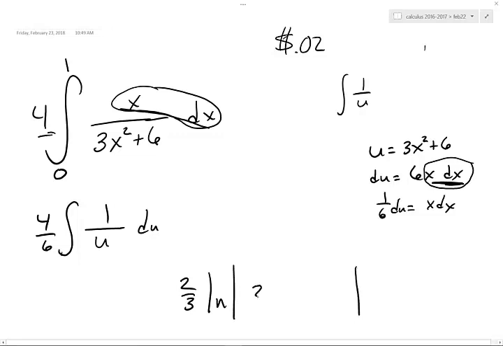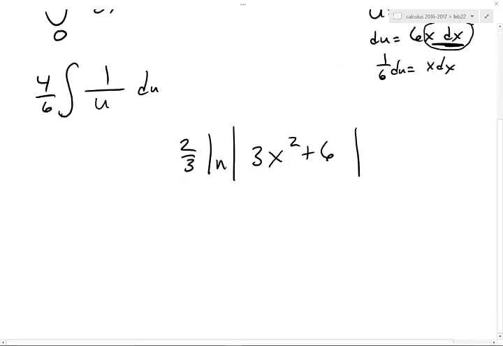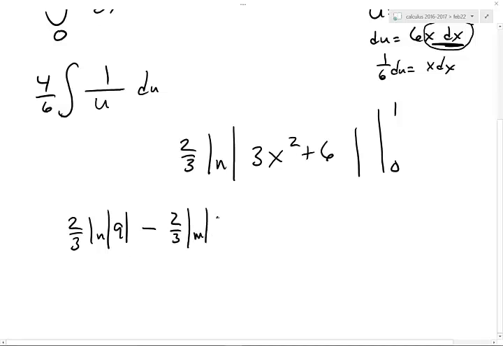Watch me skip that intermediate step. And we're going from 0 to 1. So in reality, I'm going to have 2/3 times the absolute value of the ln of 9 minus 2/3 the absolute value of the ln of 6, I guess, right? Whatever that comes out to be. I don't really care what it is.